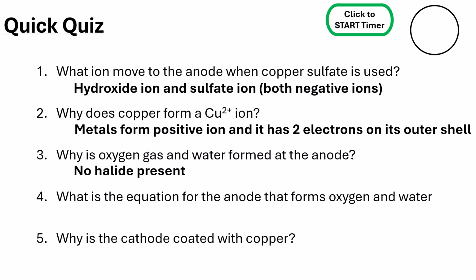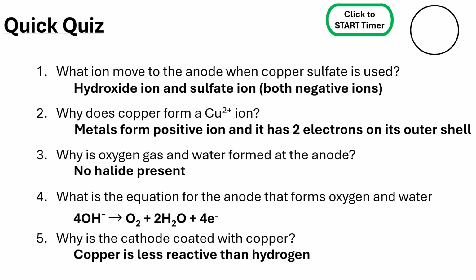Why is oxygen gas and water formed at the anode? Because we don't have any halides. If we had chlorine, bromine, or iodine involved, then we would not form that oxygen gas. What is the equation for the anode that forms the oxygen and water? Well, we need our 4 OH-, which is then converted into an O2 molecule, 2 water molecules, and leaves us with 4 electrons.